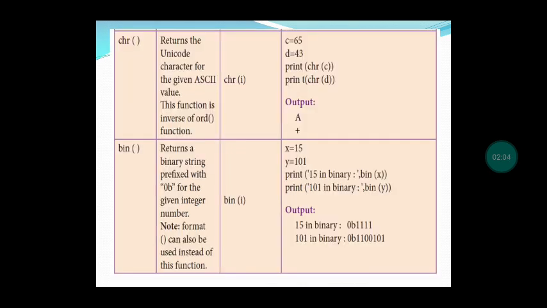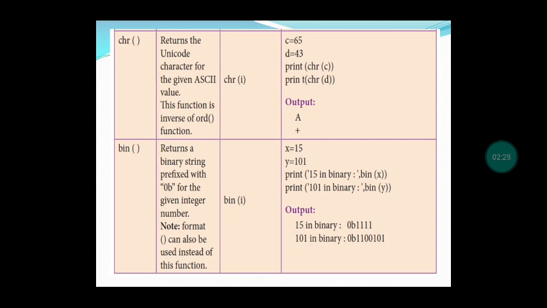Next function, chr. It returns the character for the given ASCII value. The ord gives the ASCII value for the given character. The chr returns the character for the given ASCII value. That is, it is the inverse of ord. The syntax is chr(i).